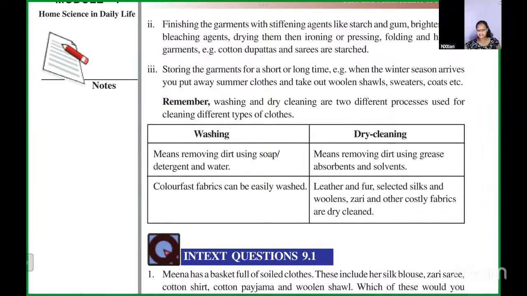Dry cleaning is a process where dirt is removed using grease absorbents and solvents. Clothes are treated with a particular solvent, with grease absorbents. Now, what type of clothes need dry cleaning? Leather and fur. Then silk, some silk materials, woolen, zari, and other costly fabrics are dry cleaned.